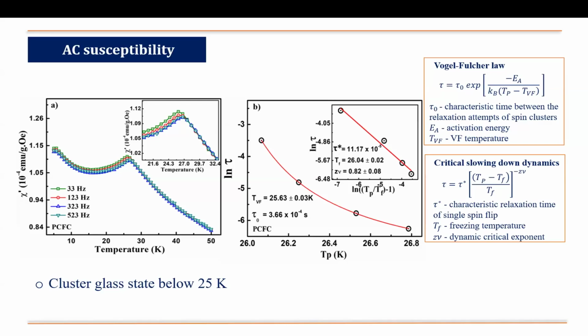In order to know more about the nature of the glassy freezing, we have used two models, the Vogel-Fulcher law and the critical slowing down dynamics model, to fit the data obtained from the AC susceptibility curves. In both the models, we could see that the relaxation time was a bit lower, or the system undergoes a slow relaxation, indicating the presence of a cluster glass state rather than a spin glass state in the material.